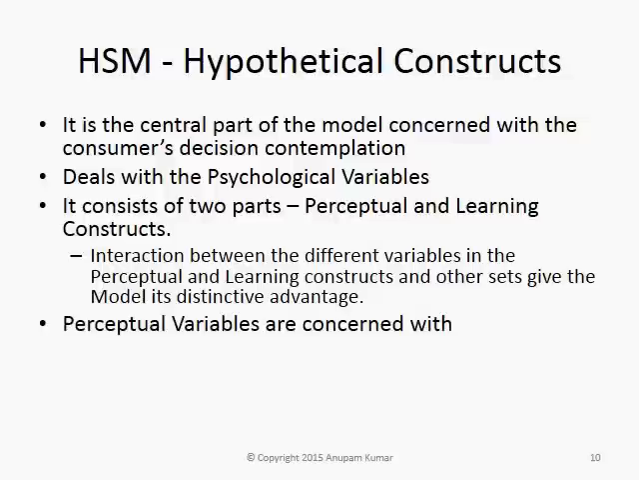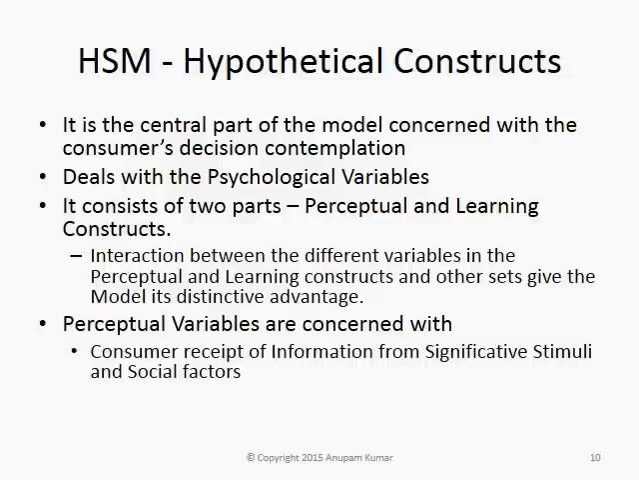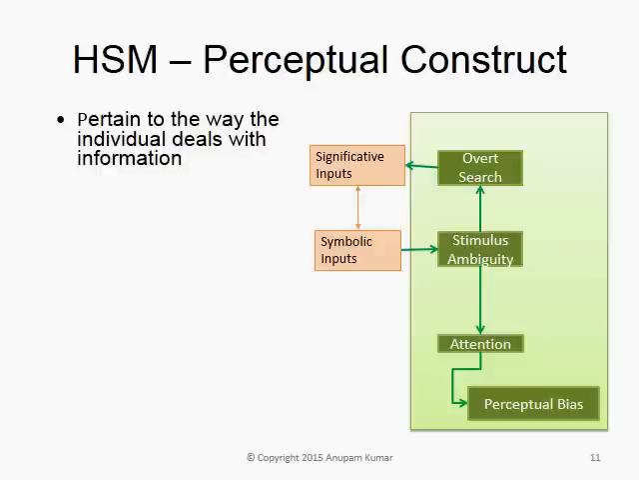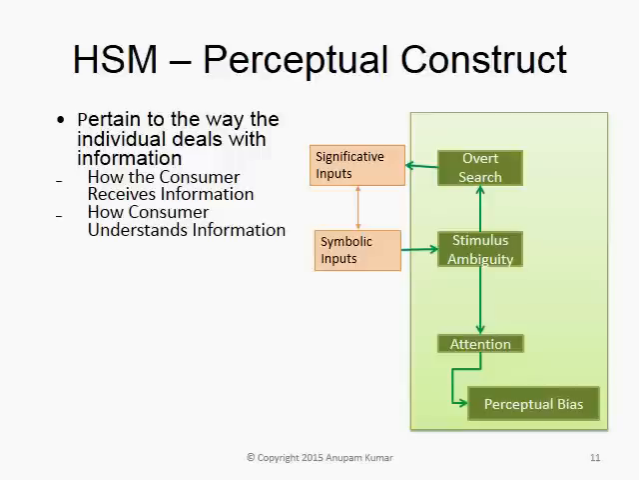Perceptual variables are concerned with consumers' receipt of information from significative stimuli and social factors on one hand, while the consumer's understanding of the information on the other hand. So, let us look at perceptual construct. Perceptual construct pertains to the way an individual deals with information. That is, how the consumer receives information, how he understands the information, the stimulus ambiguity.